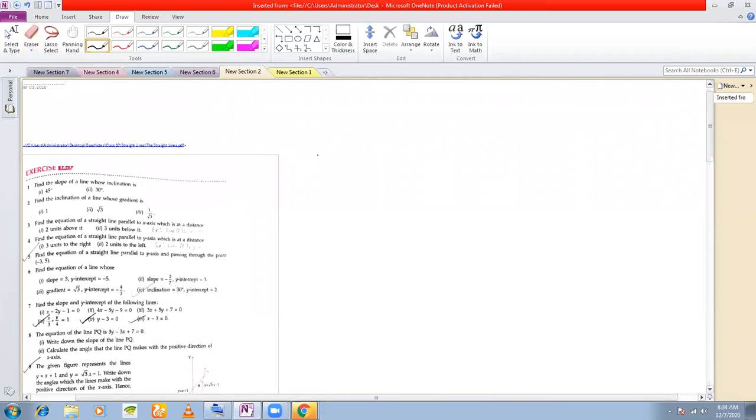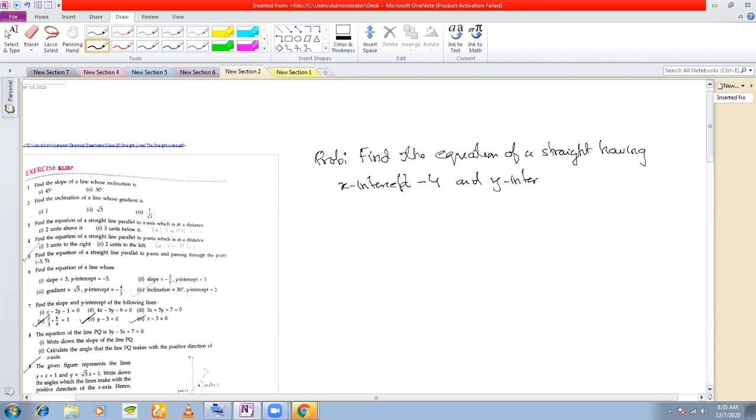Question is, find the equation of a straight line having x-intercept -4 units and y-intercept +3 units. Let's see.